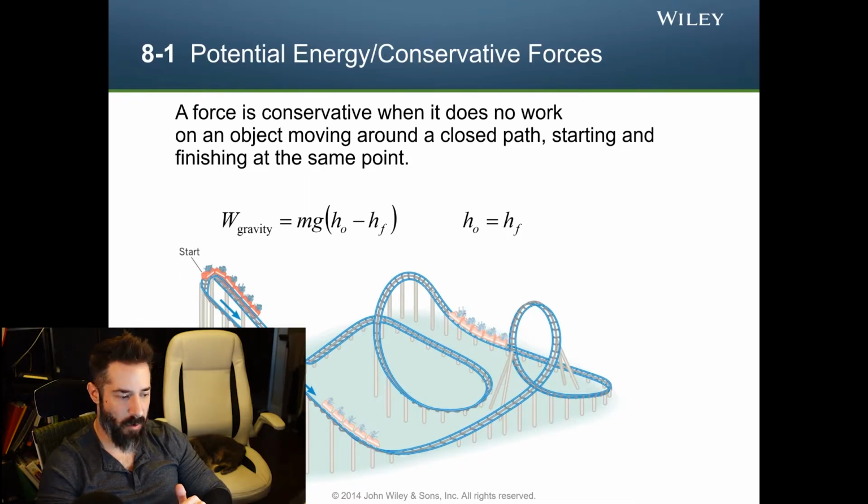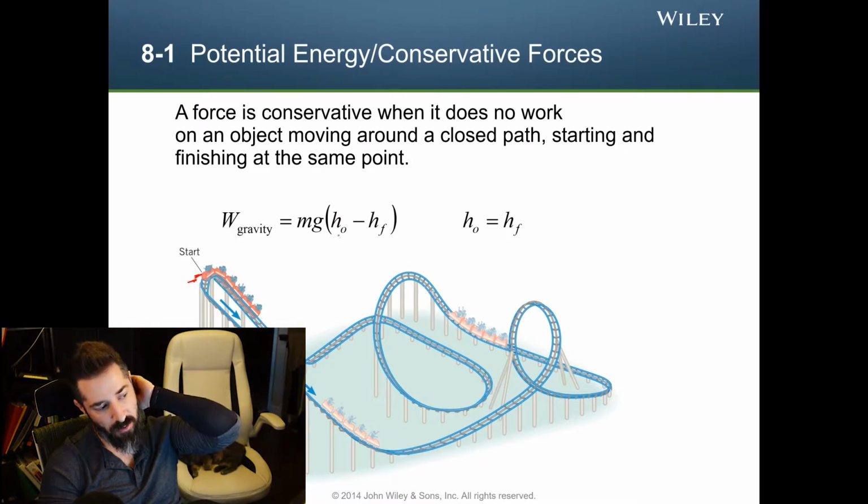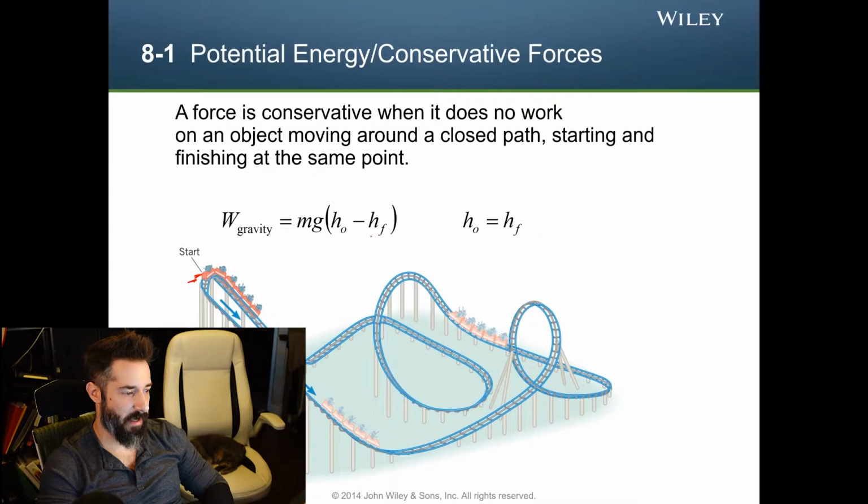Again, just hammering home the same point. We have a roller coaster. It starts here, it ends here, right? So it doesn't matter this extravagant path. It goes through loops and twists and turns, and it's ending up in the same place it started. So it's going to have the same gravitational potential energy that it started with. So h initial minus h final equals the same thing. So this is 0. So the work being done is 0, right?